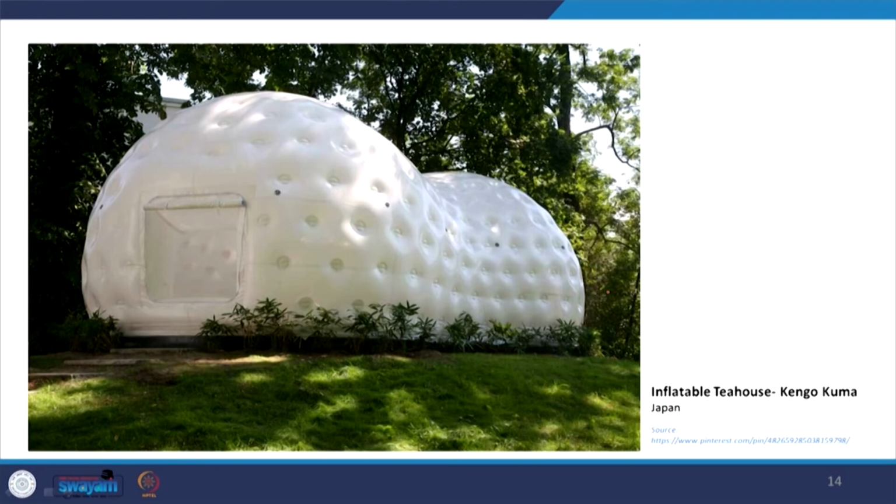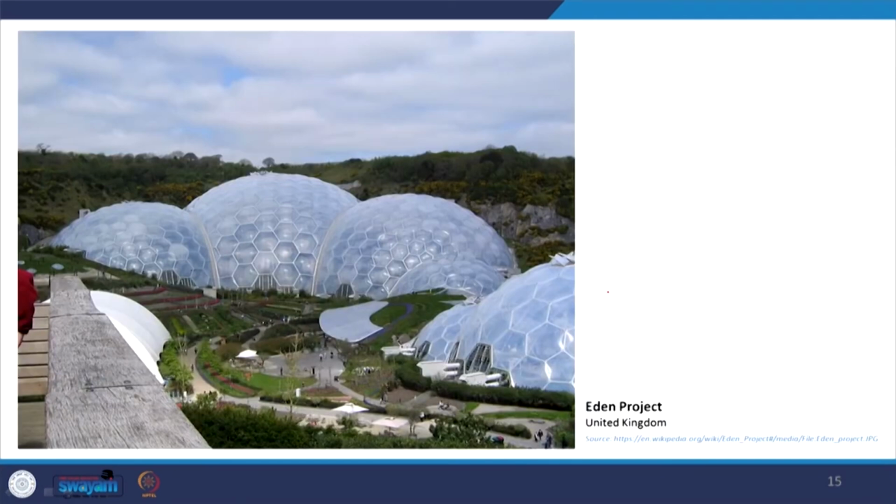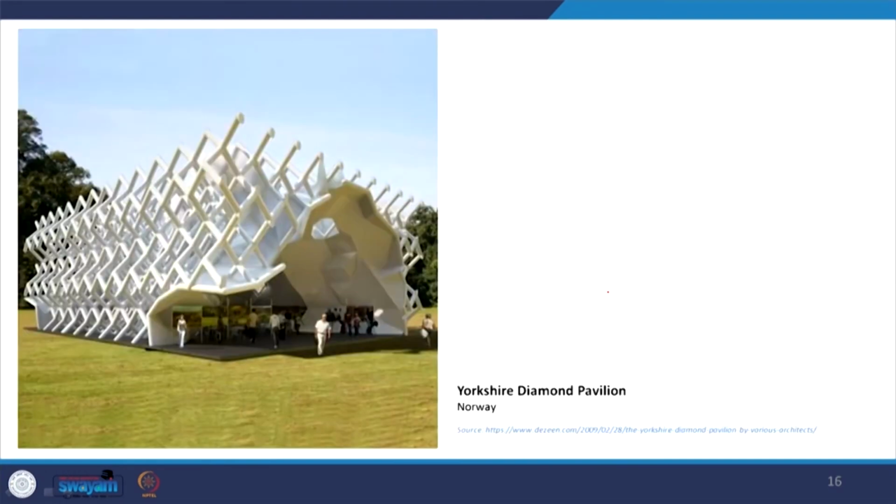Coming to examples, this is one example of an inflatable tea house, where the membrane is made like this. Here it is the Eden Project, basically made as a greenhouse for botanical garden purposes. Here, the Yorkshire Diamond Pavilion, again these members are actually filled with air. So, this example is for air inflated. These members are full of air to give this form to the structure.